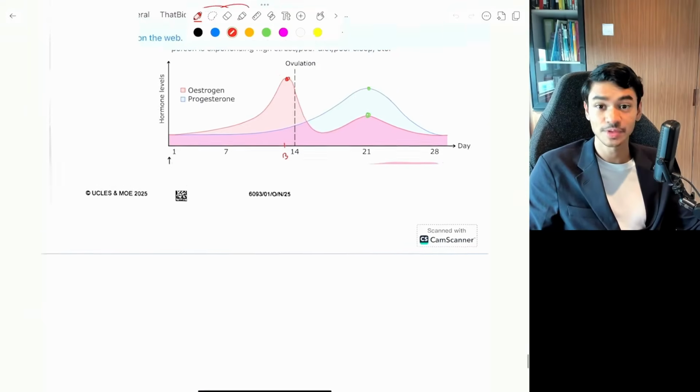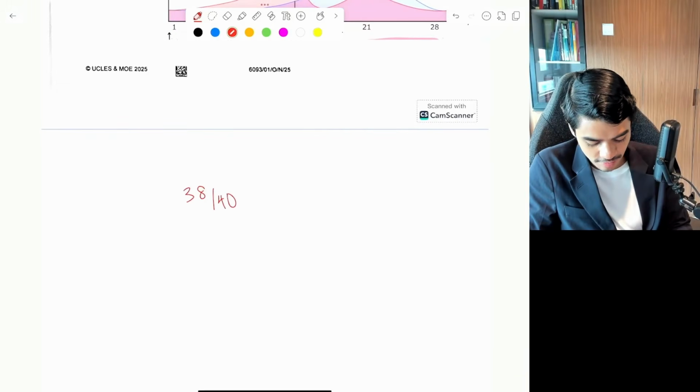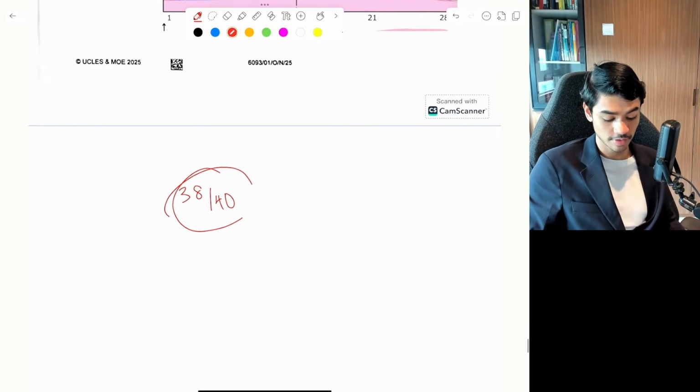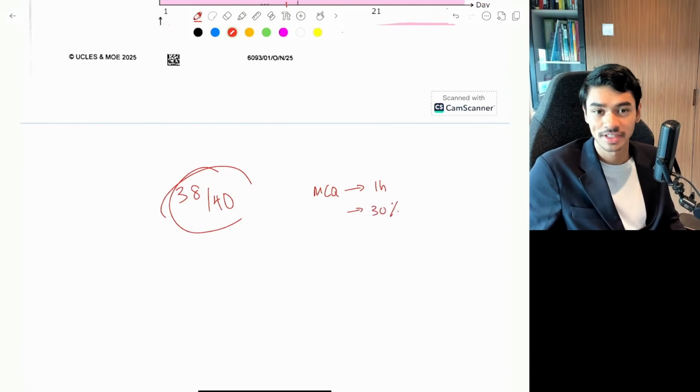Okay, so we've come to the end. That is question 40 already. The student got 38 out of 40 for this paper. Very good. We always want to strive for as close to 40 out of 40 as possible because MCQ is only 1 hour and you get 30% weightage, which is incredible, right? Just for shading some OES, you get 30% of your weightage for your whole grade.